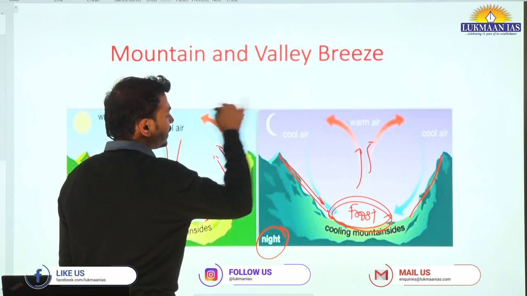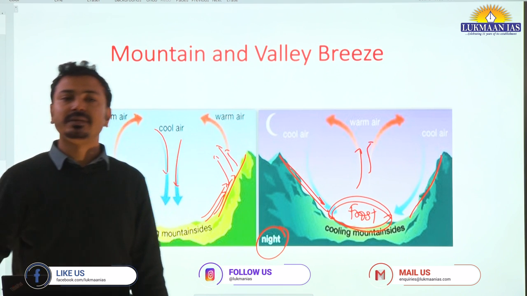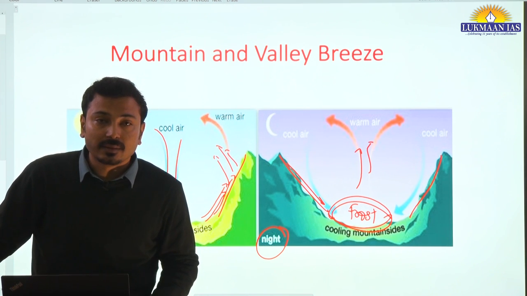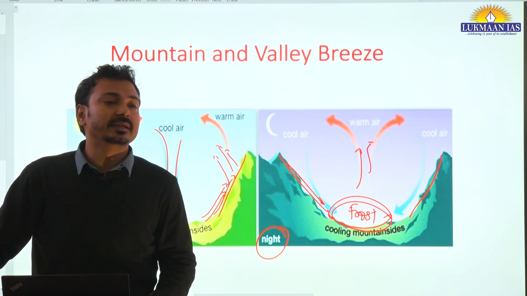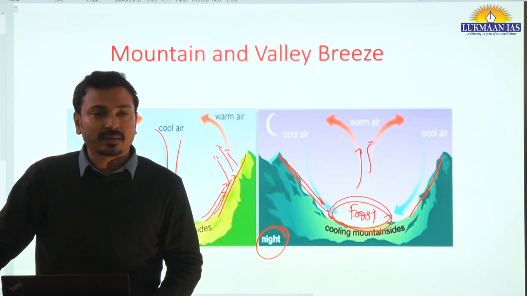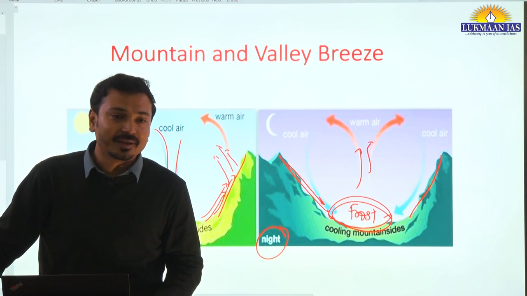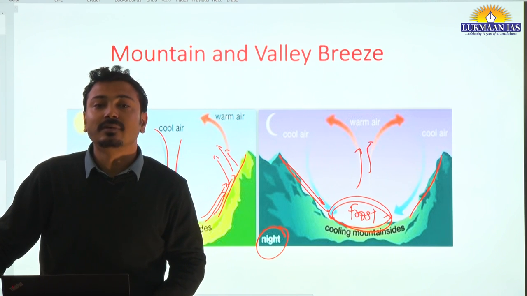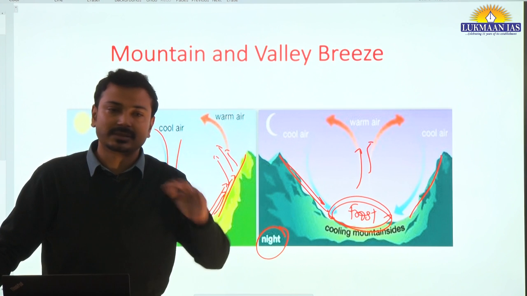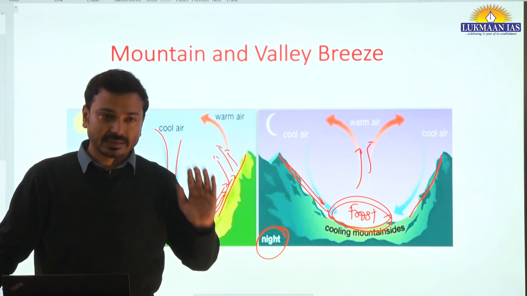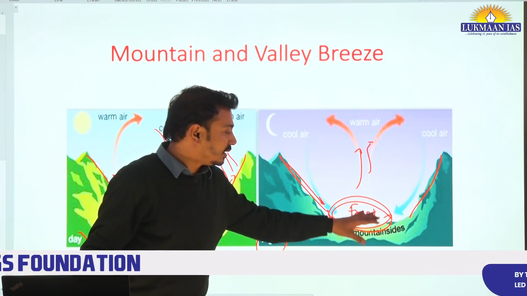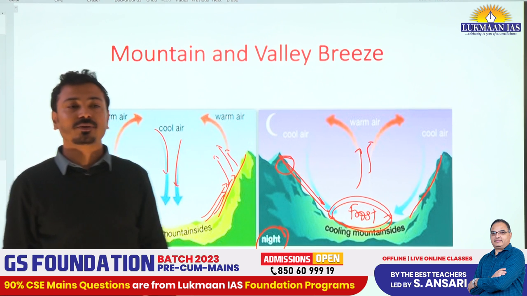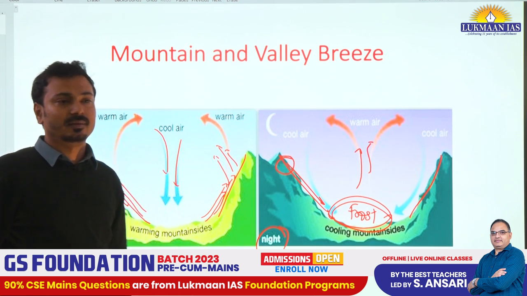Because of valley breeze there are chances of frost formation that may damage the crops, and that's why agriculture is not practiced in the valleys. Yes, human habitations are on mountain tops for the same reasons, because it becomes quite cold in the valleys at night, while comparatively there are warmer temperatures on the mountain tops. Okay, understood?